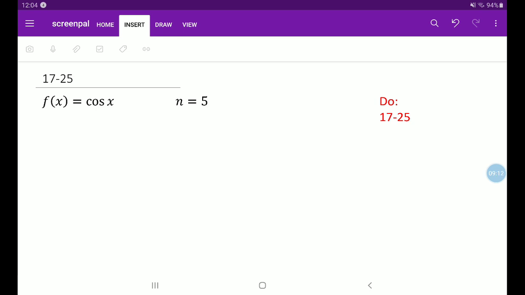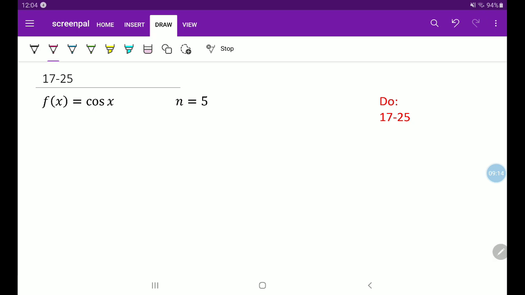Okay, notice this time I have trig. Yay, trig. I know you guys love trig. I know you do. So we're going to do the same thing. We're going to evaluate, we're going to derive, we're going to evaluate. Again, these are centered at 0. And notice we are now going to go to the 5th degree. So we're going to go to a 5th derivative.